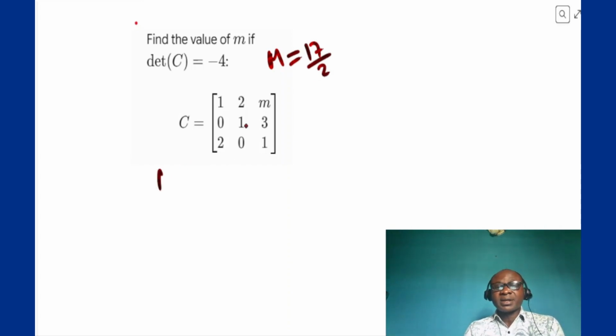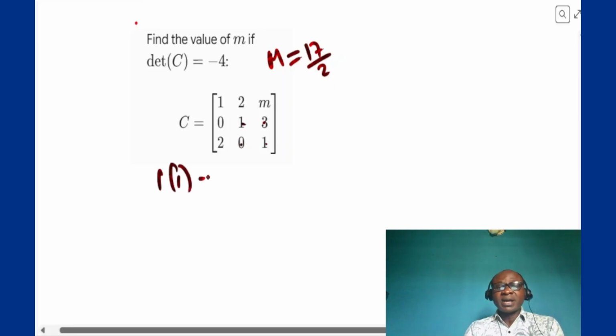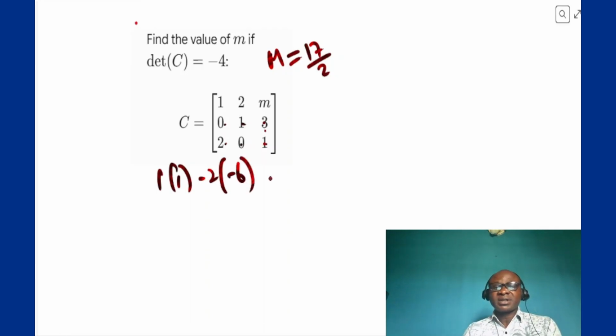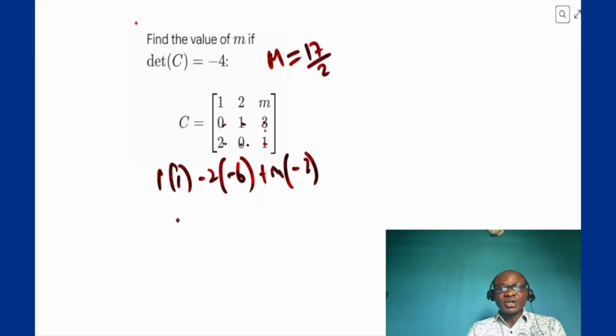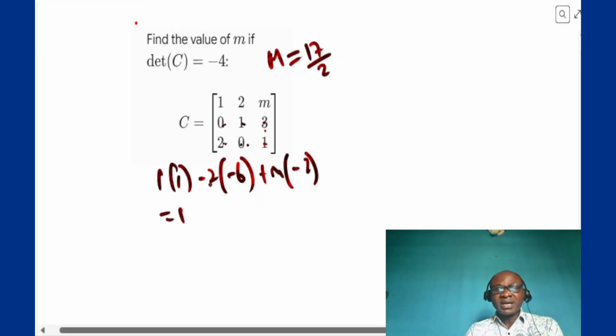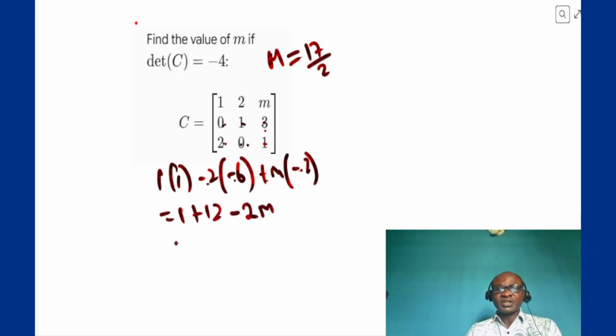So now 1 times 1 is 1, and this is 0. So we have 1 here. Then minus 2 into this will be 0, and this will give us minus 6. Am I correct? Yes, sir. Then lastly is plus m into this will be 0, and this will be minus 2. Am I correct? Yes, sir. So this will now give us 1 here. This time this will give us plus 12. This time this will give us minus 2m.